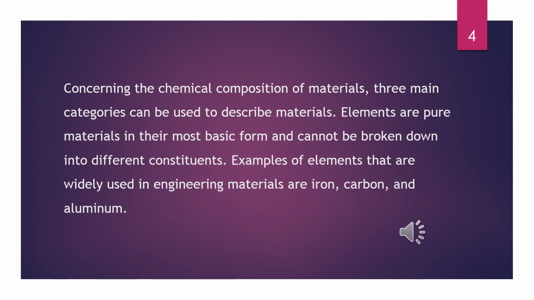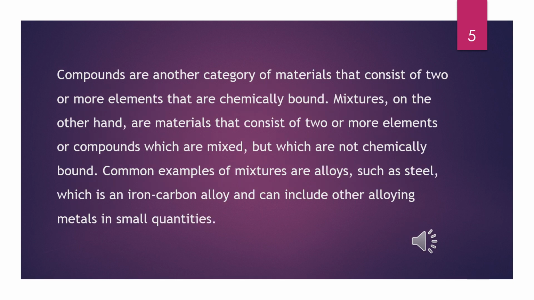Concerning the chemical composition of materials, three main categories can be used to describe materials. Elements are pure materials in their most basic form and cannot be broken down into different constituents. Examples of elements that are widely used in engineering materials are iron, carbon, and aluminum. Compounds are another category of materials that consist of two or more elements that are chemically bound.